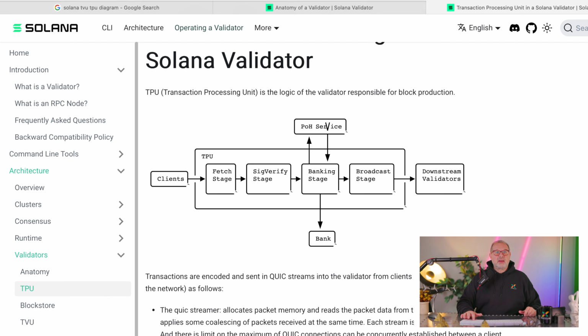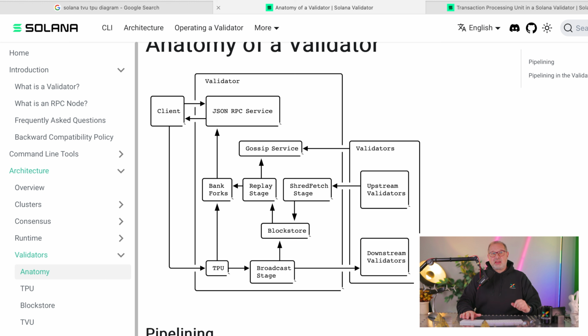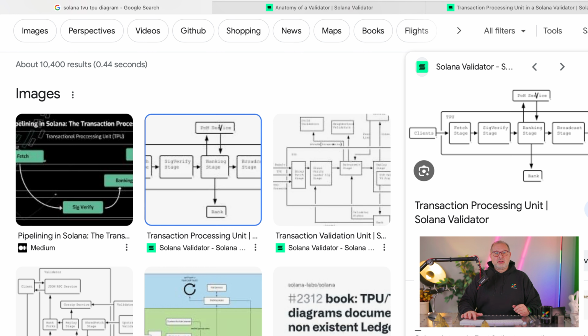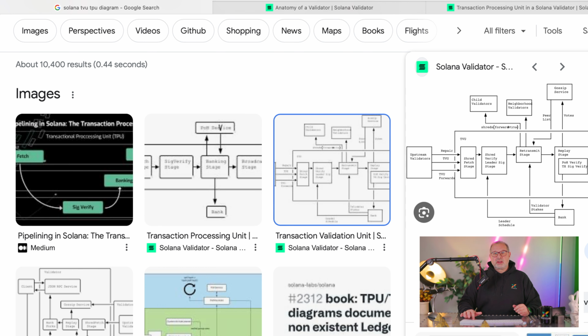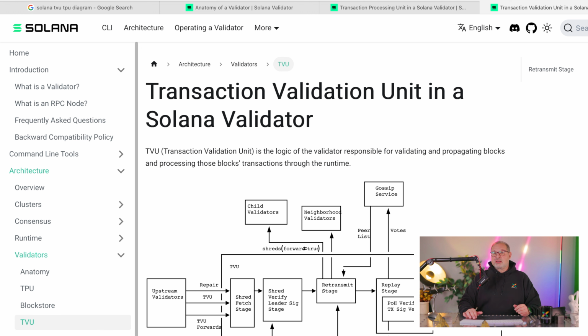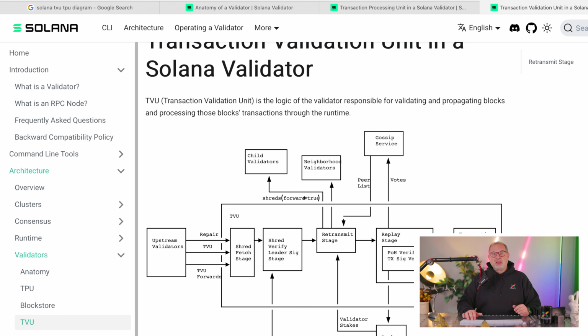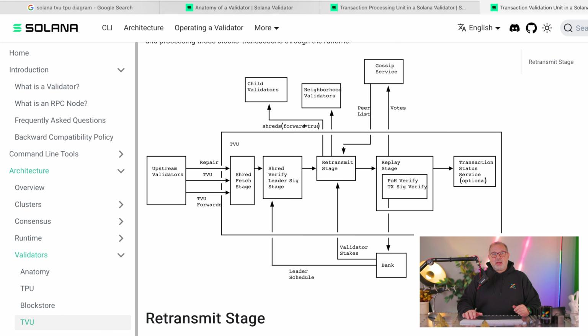So here we have the anatomy of a validator, and we see there's the TPU here, the transaction processing unit, but it also, here on the right-hand side, after the block has been produced, goes downstream to the other validators and will be validated there, right? So let's just check out a diagram of the transaction validation unit here. That's the subject of this little video.